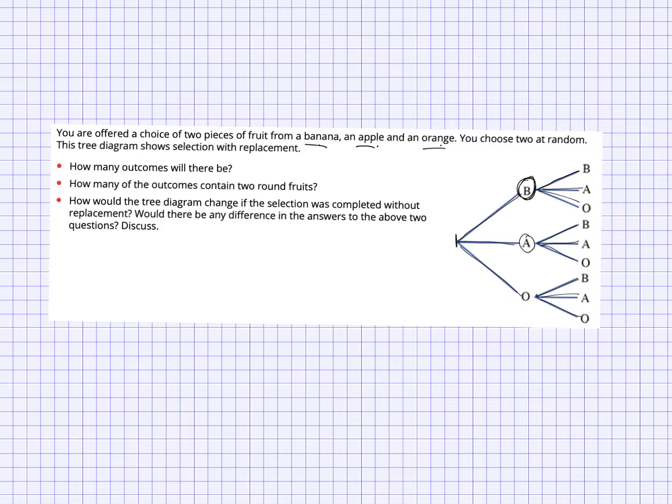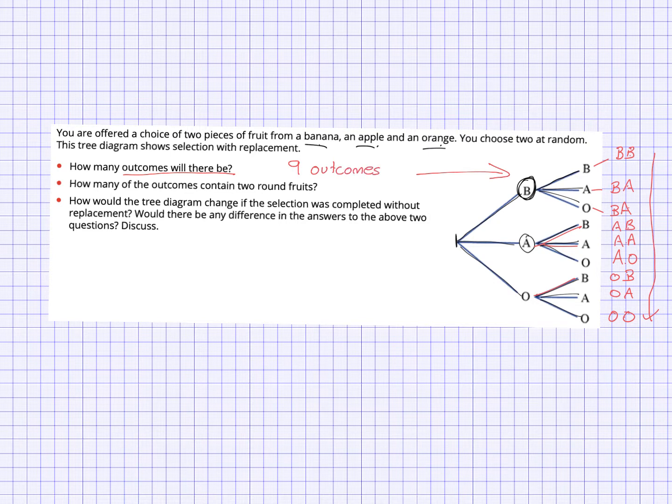So the first interesting thing is outcomes. We have this outcome here, which is banana, banana. We have this outcome here, which is banana, apple. This outcome here, which is banana, orange. Then we'd have apple, banana. We'd have apple, apple. We'd have apple, orange. We'd have orange, banana. We'd have orange, apple, or orange, orange. All right, so you can see that we read tree diagrams across the page like this, but we count up the results down the final column. So we'd have 1, 2, 3, 4, 5, 6, 7, 8, 9 results. 9 outcomes.